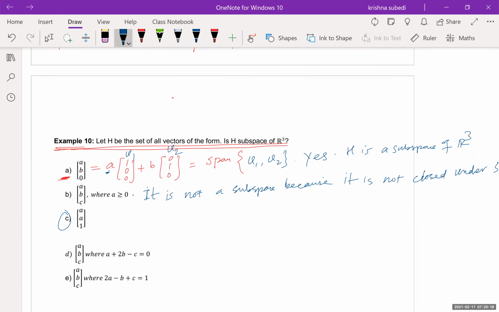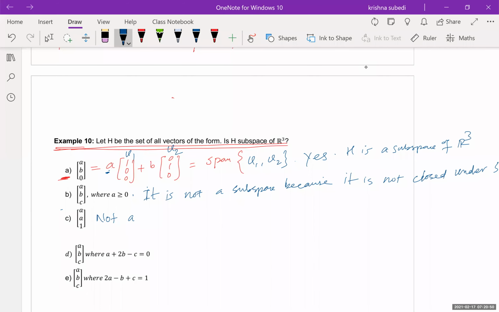How about part C? Not a subspace because there is no zero vector. And let's look at part D.